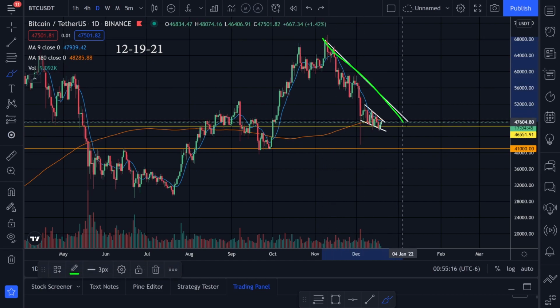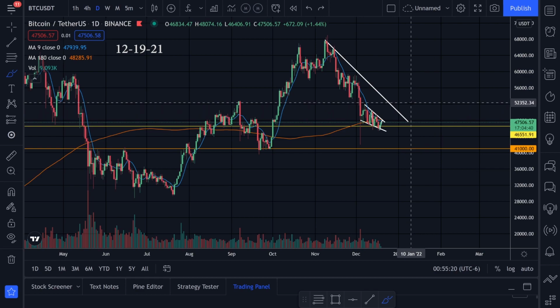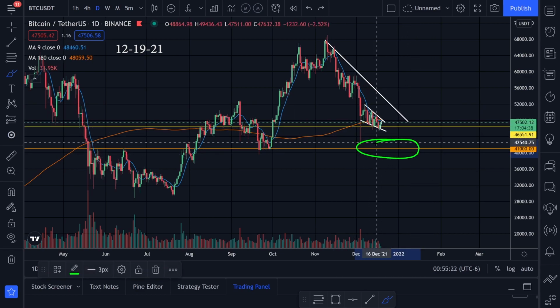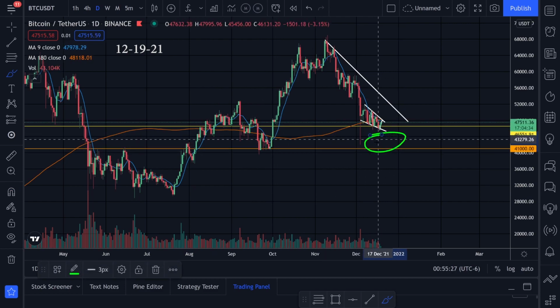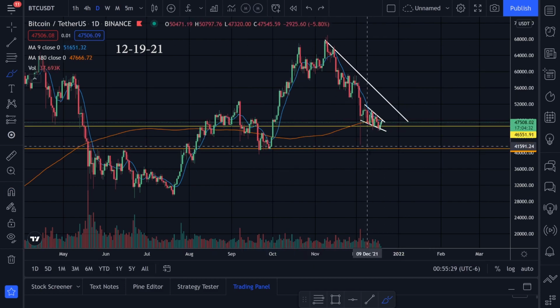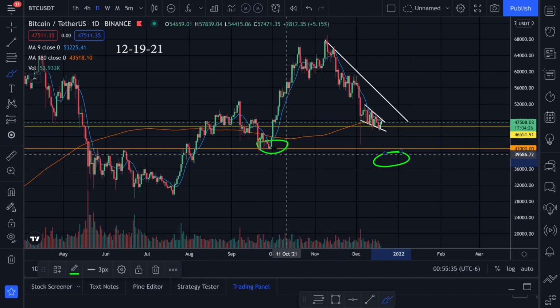If we could break this trend line going to the upside, then I'll start changing my sentiment and maybe get a little less confident on these targets down here. Not that I really want to stay above this 41,000 like I've been talking about, so we don't get a lower low. Right here we had a low. I don't want to get lower than that low.